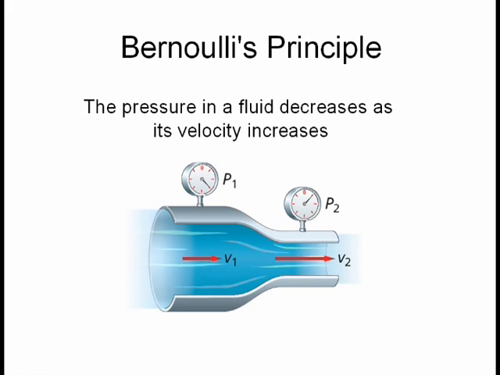Bernoulli's principle tells us that the pressure in a liquid decreases as the velocity increases. So on the left side we have a large area with a slower velocity and a larger pressure. On the right side we have a smaller area, so it's a faster velocity but a lower pressure.